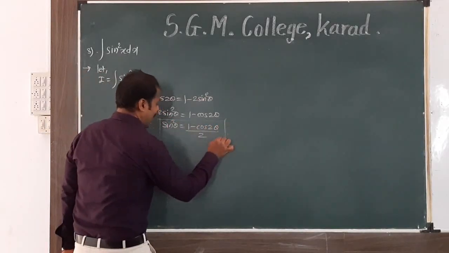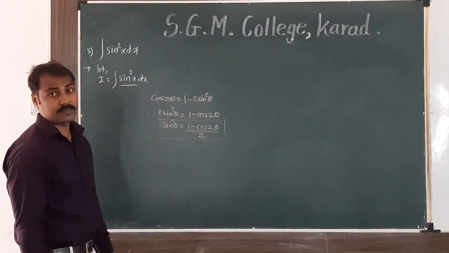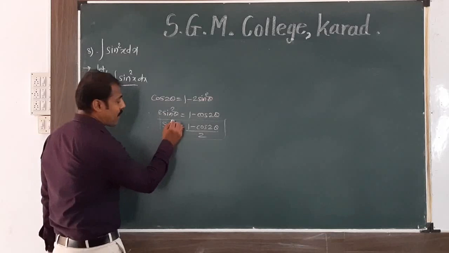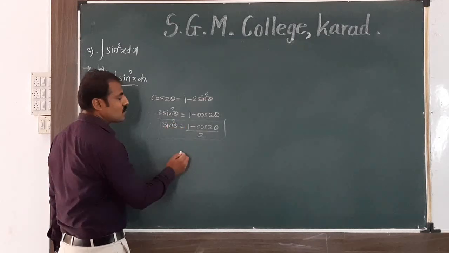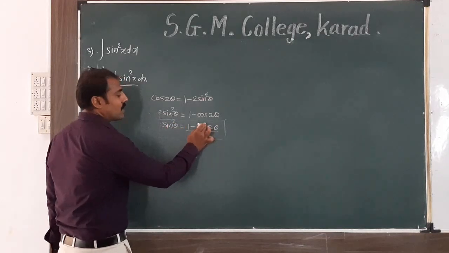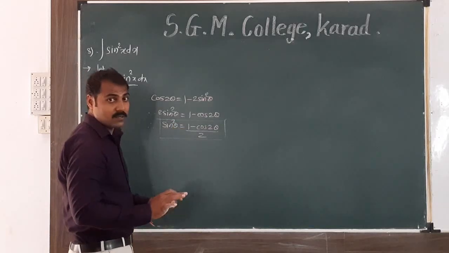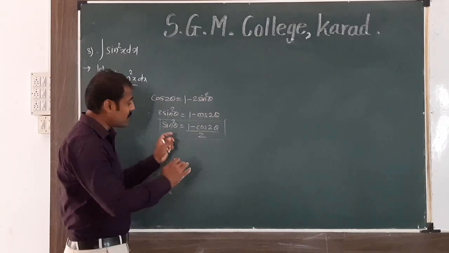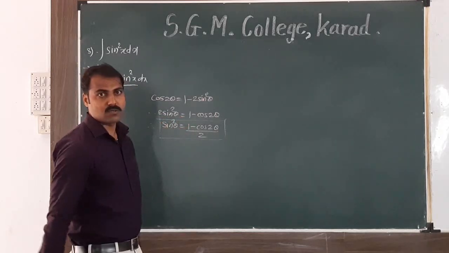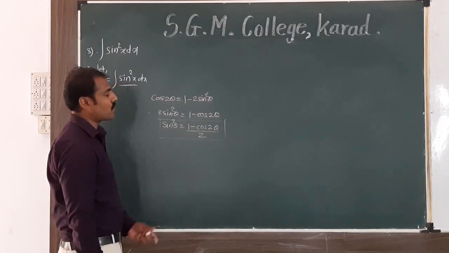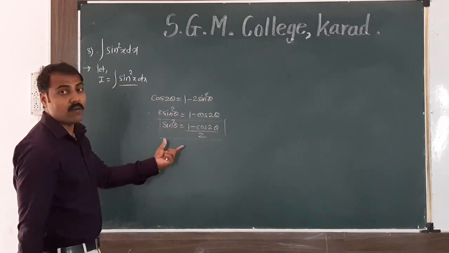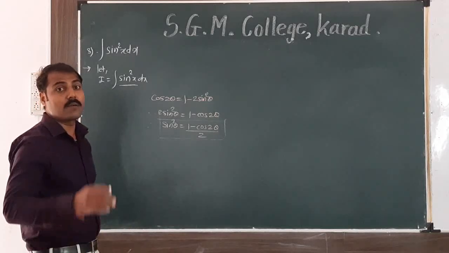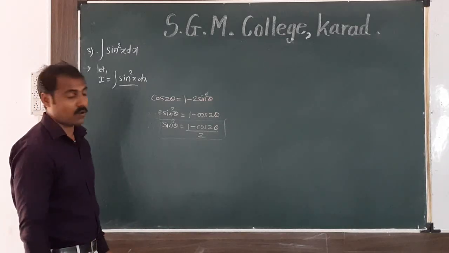Remember, these formulas are known as power reduction formulas. They are known as power reduction formulas because here the power is 2 and here the power is 1. Yes, 2 is greater than 1, that is 1 is less than 2. So here the power is reduced. So we call these power reduction formulas. Remember, while finding the integration of sin square x, we must use the power reduction formula.